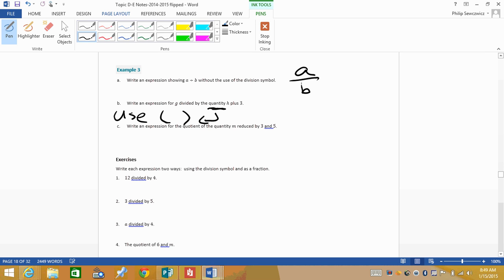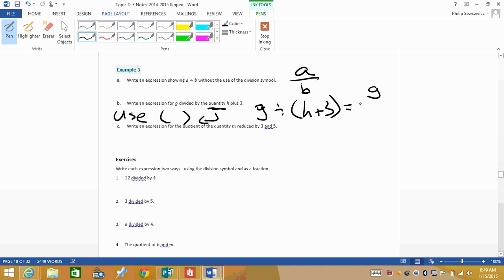So we're adding on to it now. We saw sum, the answer to an addition problem, and difference, the answer to a subtraction problem. The word quantity doesn't mean one of our operations, but it does mean get ready for parentheses. So let's see here. Write an expression for g divided by the quantity h plus 3. So we've got to use parentheses. Now, I know what you're thinking. What you're thinking is, whoa, division symbol. And you're exactly correct. We don't like that.